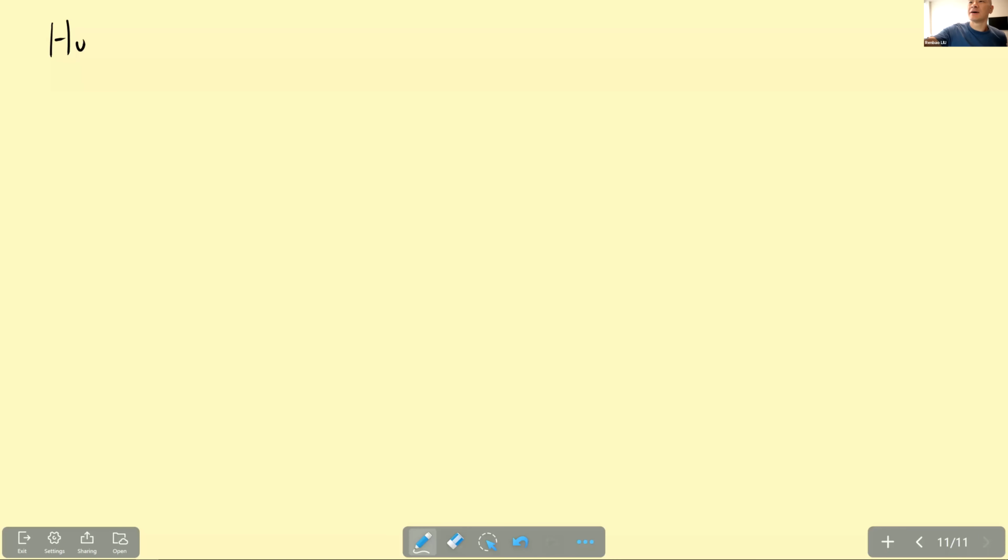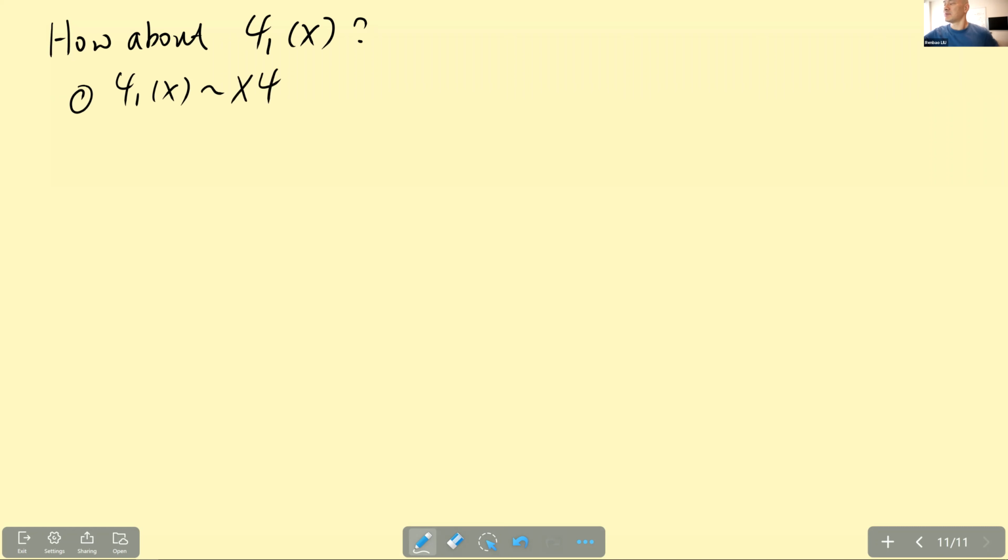So how about the ψ1(x)? Well, we know that it should be an odd function, right? So the parity equals -1.